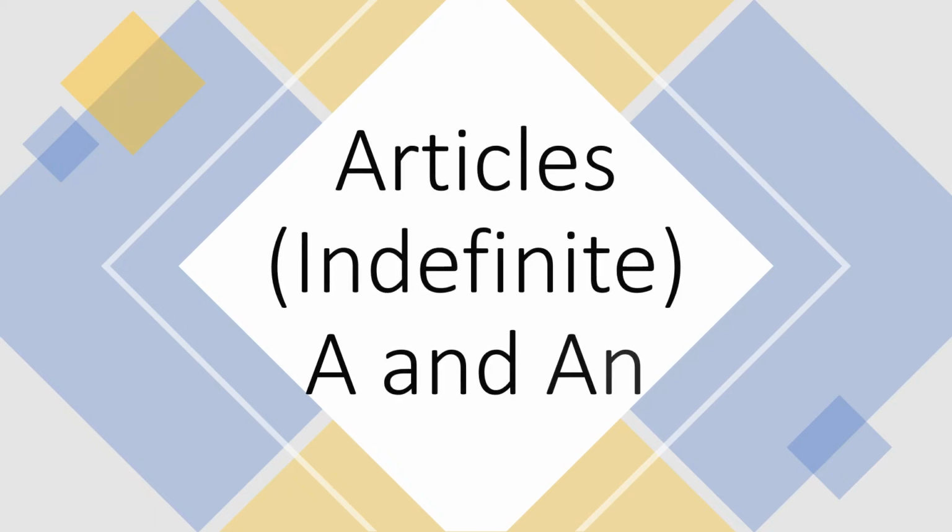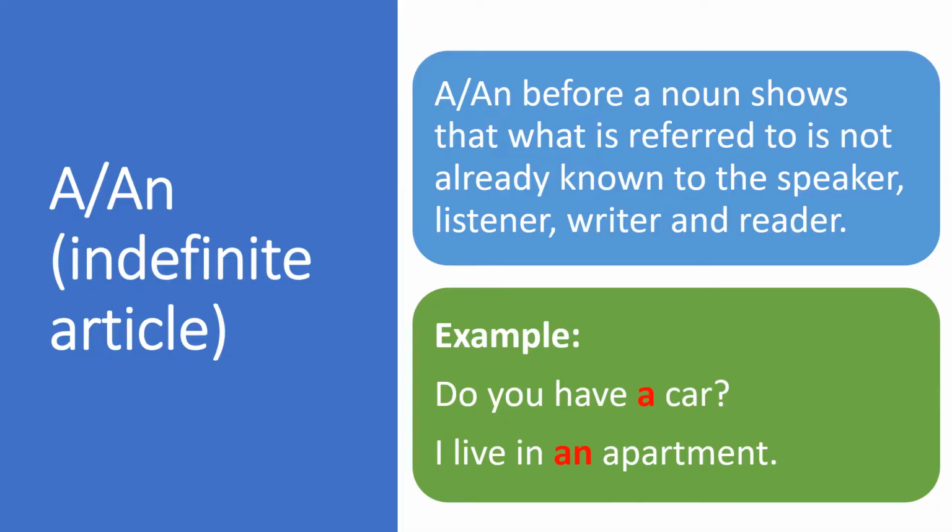Today we will discuss indefinite articles that are a and an. A or an before a noun shows that what is referred to is not already known to the speaker, listener, writer, and reader. For example, do you have a car? I live in an apartment.